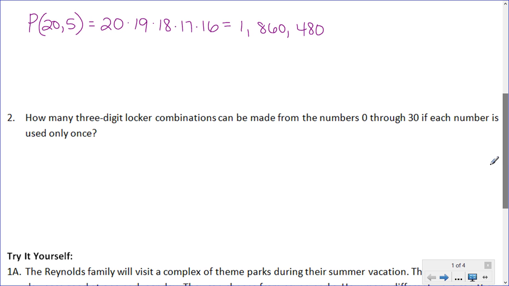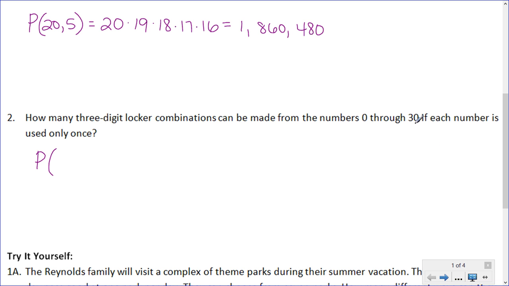Okay, and for the second example, how many 3-digit locker combinations can be made from the numbers 0 through 30 if each number is used only once? So in this case, it has to be in a certain order because, for example, if you're putting in a combination into a locker, there's a difference between 5, 13, 24 and 13, 24, 5. So the locker combination does have to be in a particular order. So this is also a permutation.